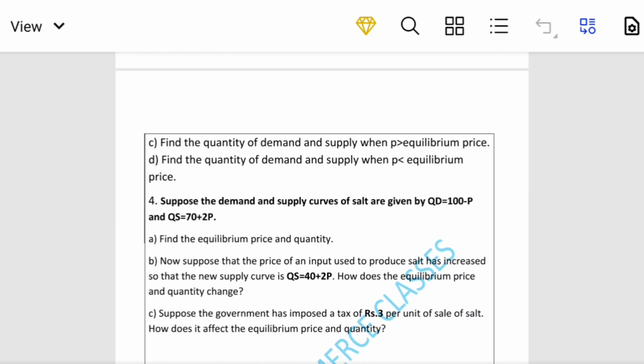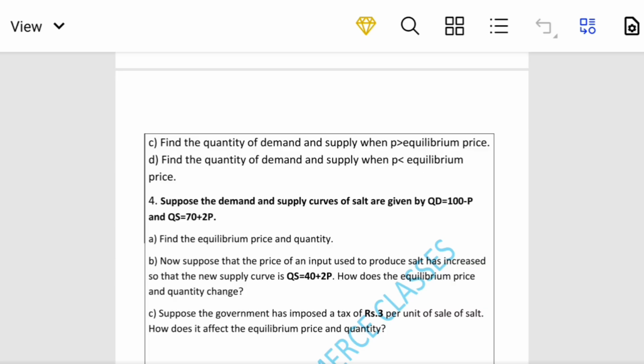The next question, the second problematic question, is also from market equilibrium. This is also a newly added question from the previous year question bank. It was asked in the second examination for the 2024-25 batch, for 6 marks, and it is also a very easy question. Suppose the demand and supply curve of salt are given by QD equals 100 minus P and QS equals 70 plus 2P. A, find the equilibrium price and quantity.